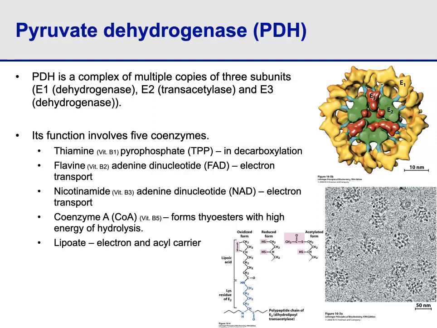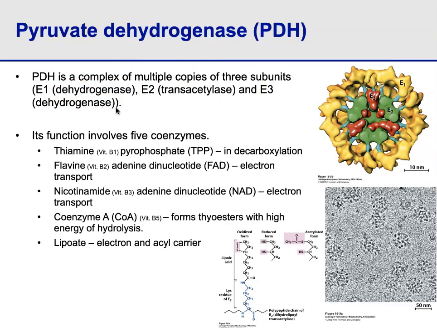It's actually a massive complex. We can see the pyruvate dehydrogenase complex under a cryo-electron microscope, and you can't just see anything under cryo-EM. You have to be a fairly large complex in order to see it. You can see here, this is about 50 nanometers in size. This is a very large complex. It has multiple copies of 3 subunits. It's okay if you don't know exactly what they do. It's just 3 subunits, E1, E2, E3.